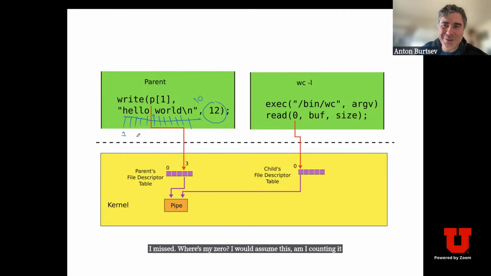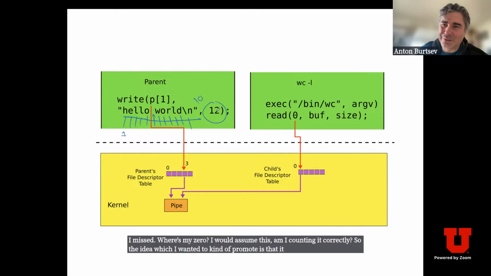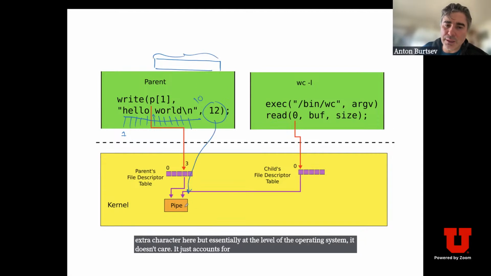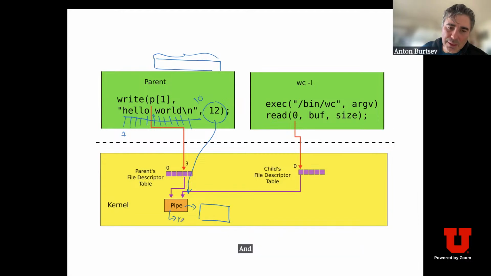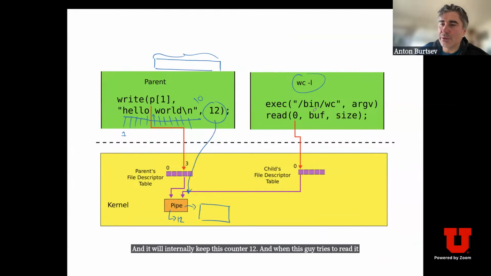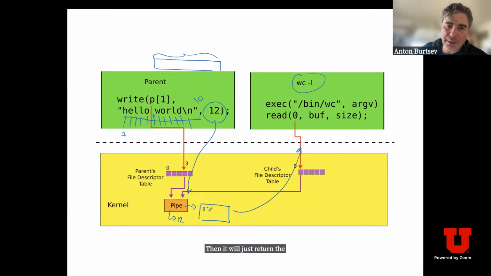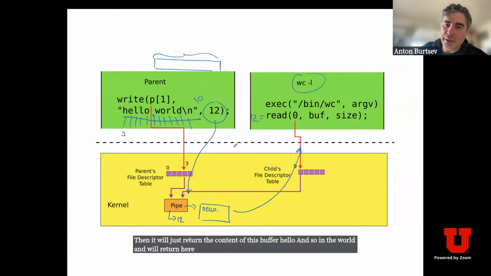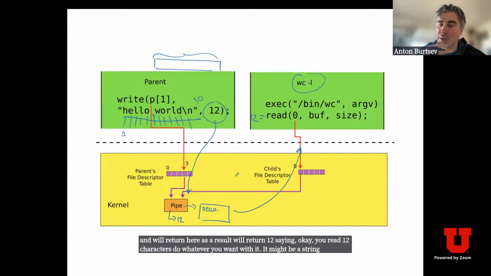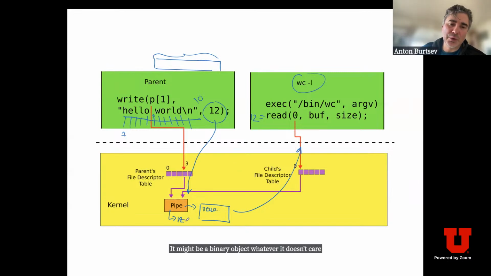The idea I wanted to promote is that you have to write an extra character here, but essentially at the level of the operating system, it doesn't care. It just accounts for how many bytes were written into the pipe buffer, and it internally keeps this counter at 12. When the reader tries to read more than 12 at once, it just returns the content of the buffer, hello world, and returns 12 as the result, saying, you read 12 characters. Do whatever you want with it. It might be a string, it might be a binary object. It doesn't care. But it will drop this counter to 0.